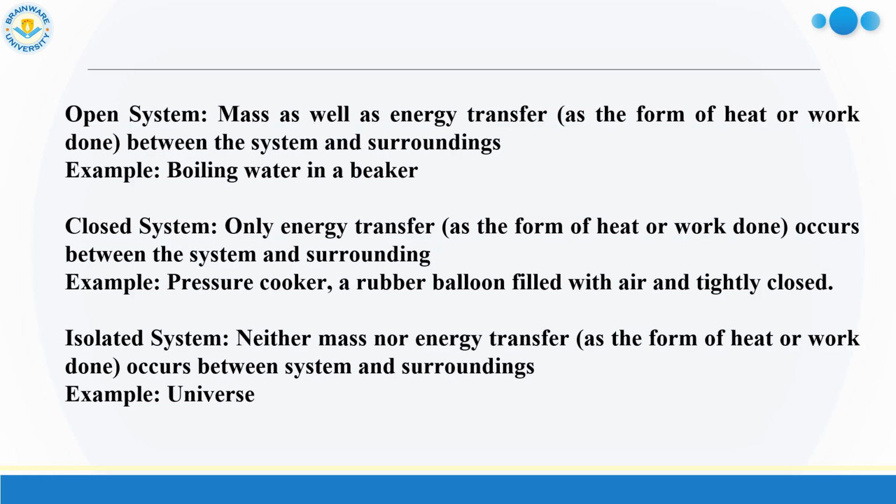Now what is a closed system? Only energy transfer in the form of heat or work done occurs between the system and surroundings. Say for example, a pressure cooker, or a rubber balloon which is filled with air and tightly closed. And what is an isolated system? Neither mass nor energy in the form of heat or work done is exchanged between system and surroundings. Our universe is an example of an ideal isolated system because everything is happening inside this universe. Neither mass nor energy can escape from the universe, so the universe can be considered an ideal isolated system.